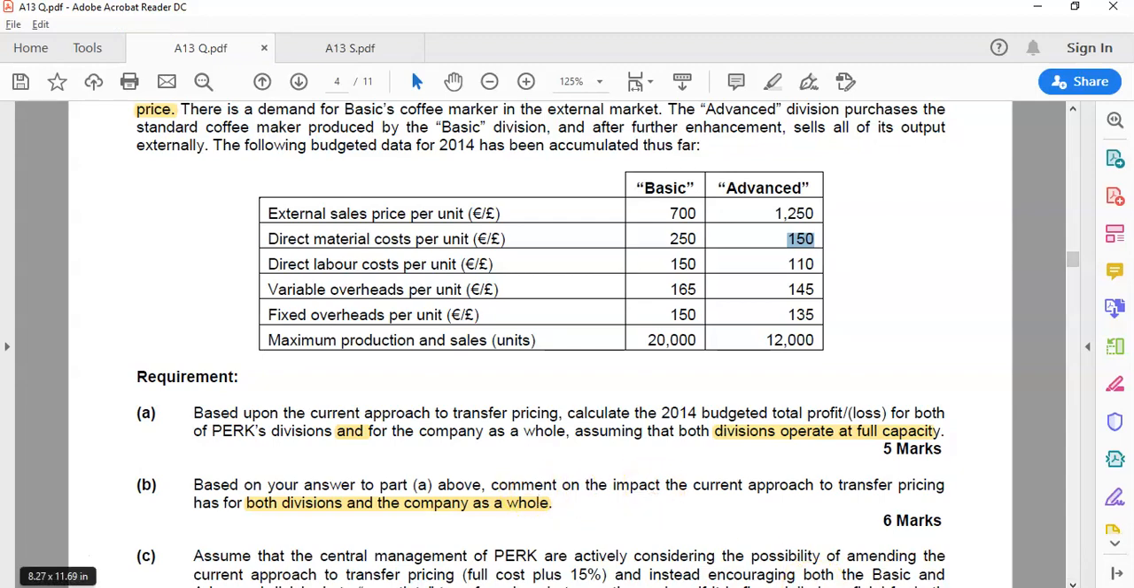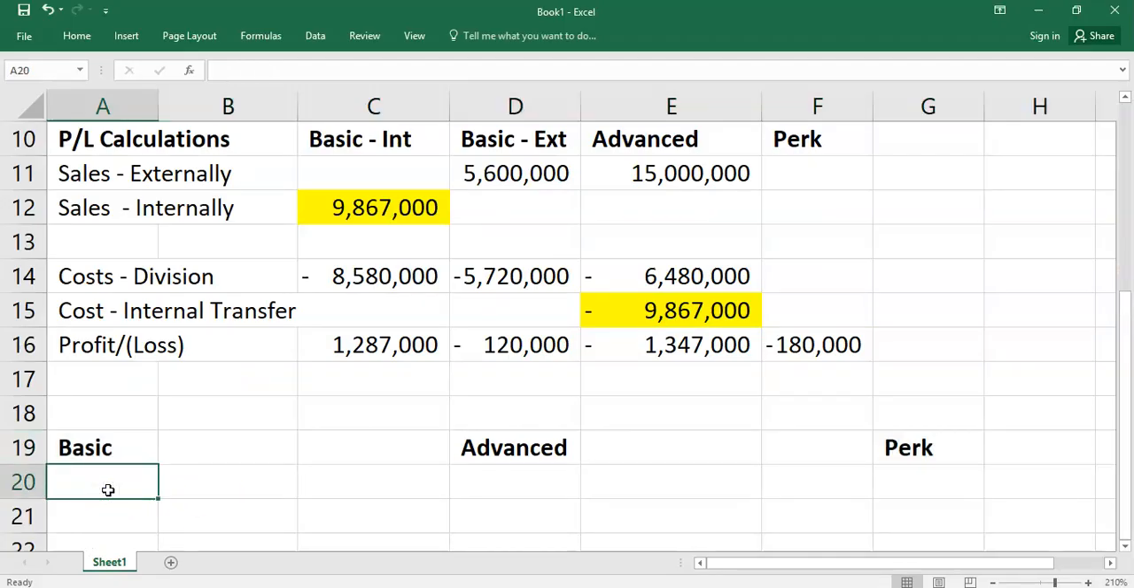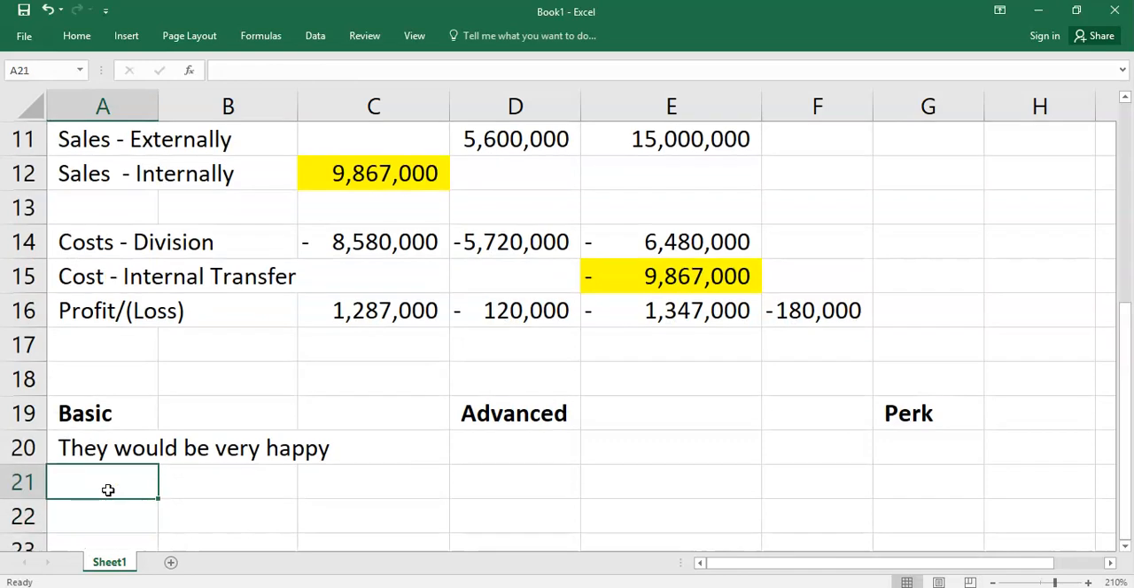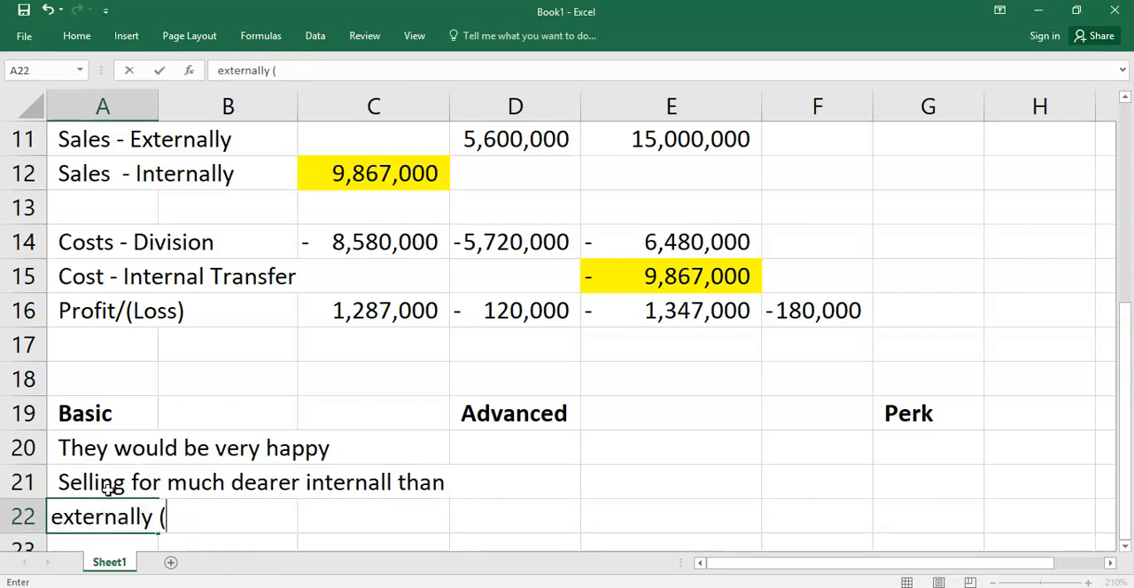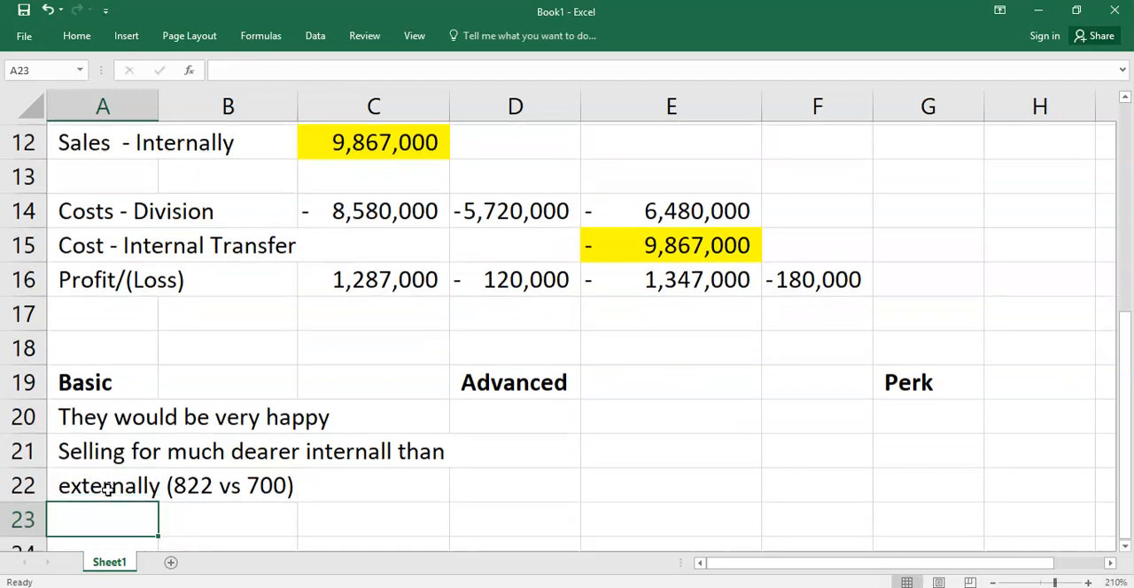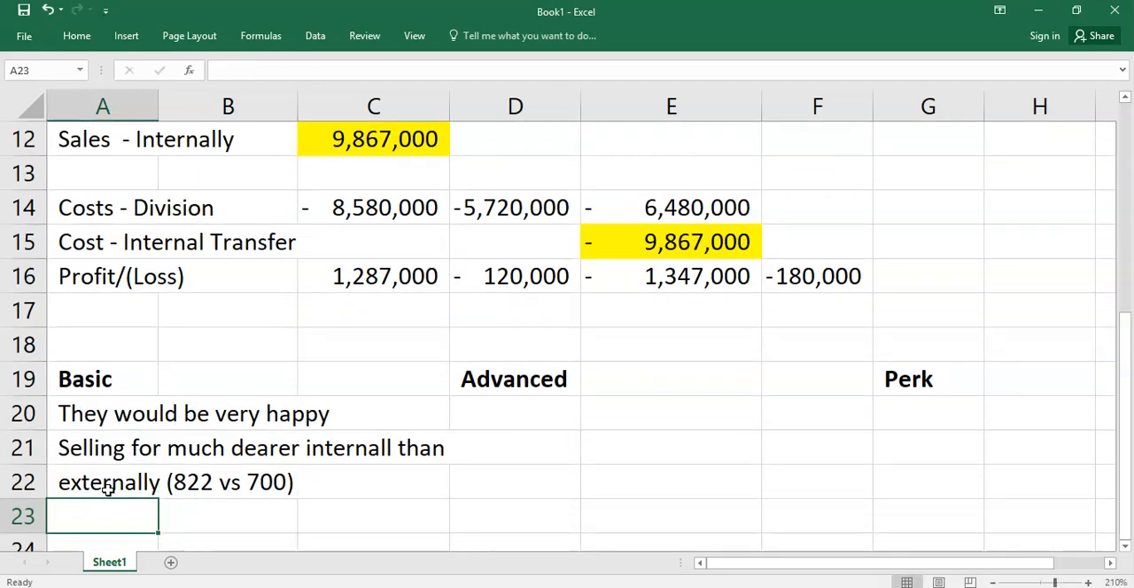So what about this current transfer pricing policy for Basic? Well, they would be very happy. Now, I'm just doing shorthand here, but we're trying to get to a point. Why would they be very happy? They're making a huge profit, right? Selling for much dearer internally than externally. 822 versus 700. So they can achieve a much bigger price internally by selling to their sister division than they can actually get on the external market. So of course they're going to be happy here. They're making a huge profit.